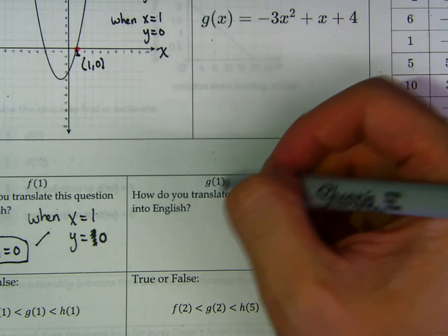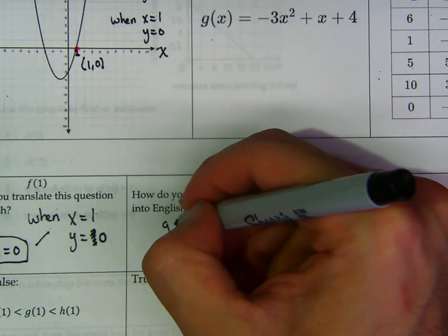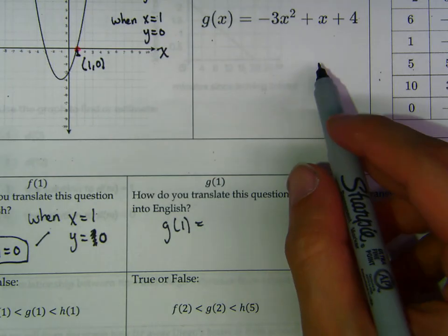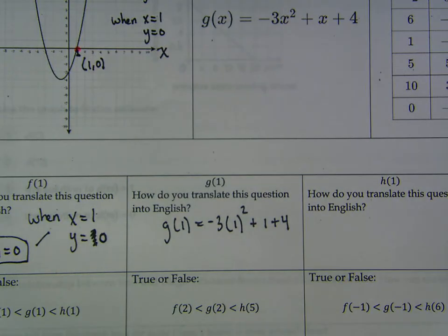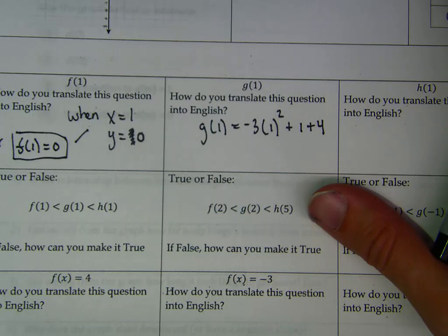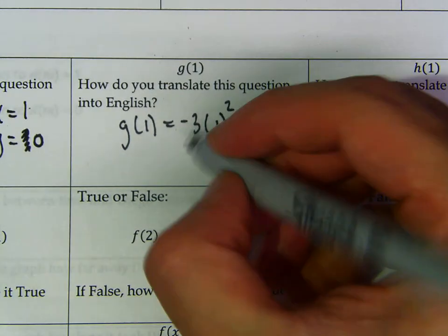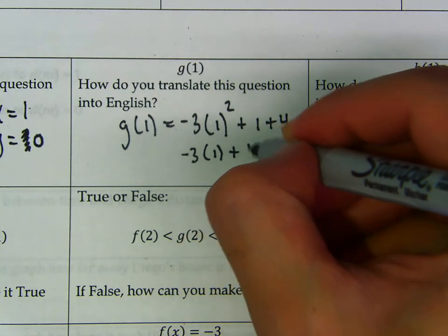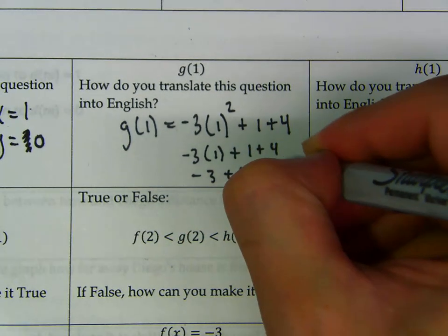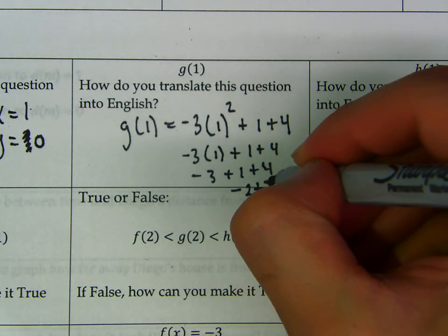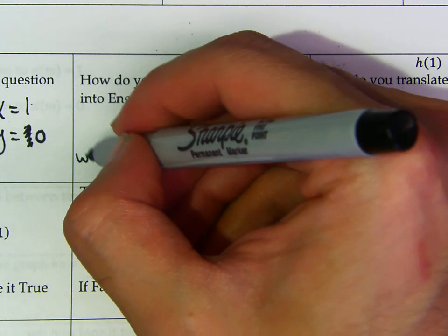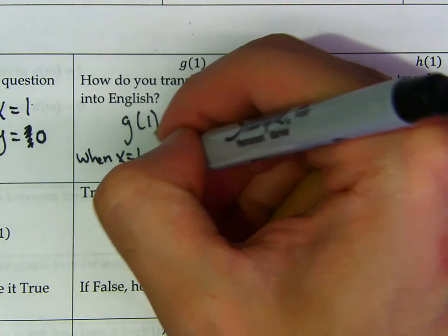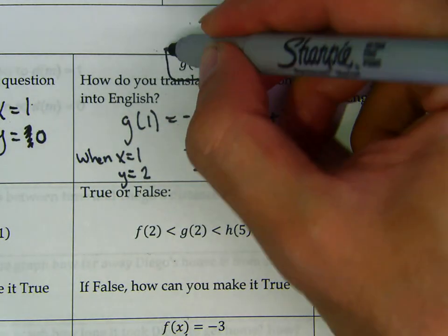What about this one? How do I translate this? g of 1. Well, this we've been practicing a lot, right? So you say g of 1 equals, well, how do I plug in 1 into this function? It's negative 3 times 1 squared plus 1 plus 4, right? Then what happens? This is 1 squared, so it's negative 3 times 1 plus 1 plus 4. Negative 3 plus 1 plus 4. Negative 3 plus 1 is negative 2 plus 4, which is positive 2. Okay? So what is g of 1? When x equals 1, y equals 2. Or I could say g of 1 equals 2. I could also say that.